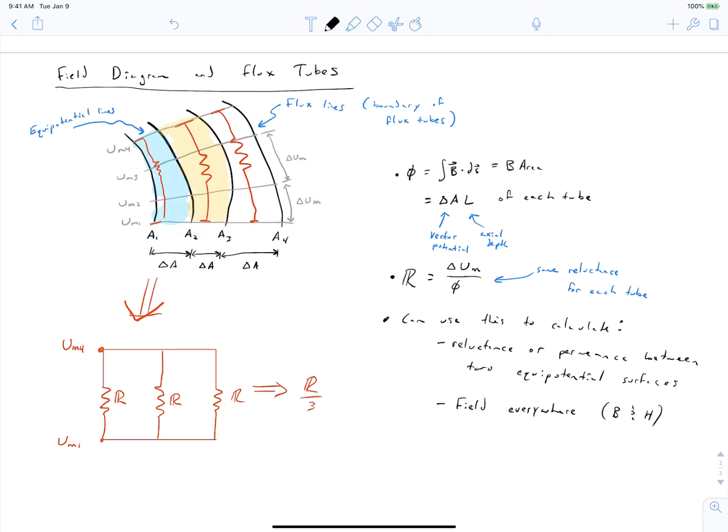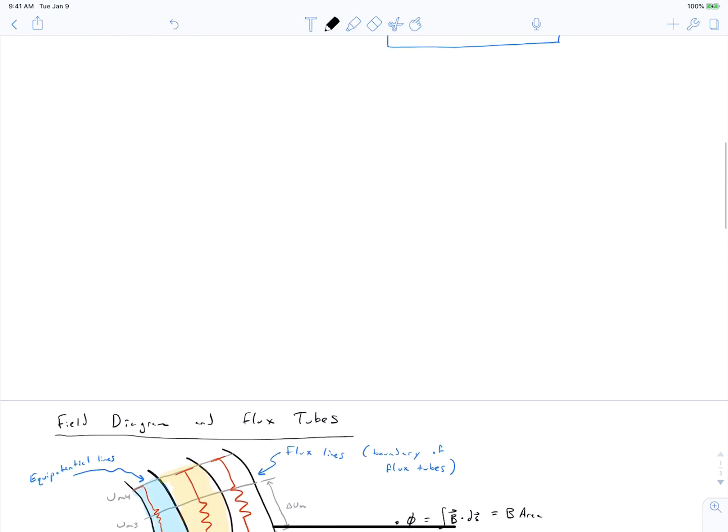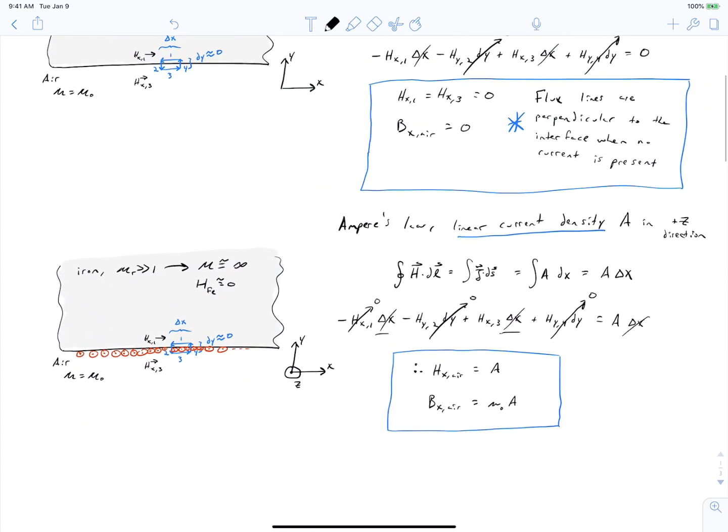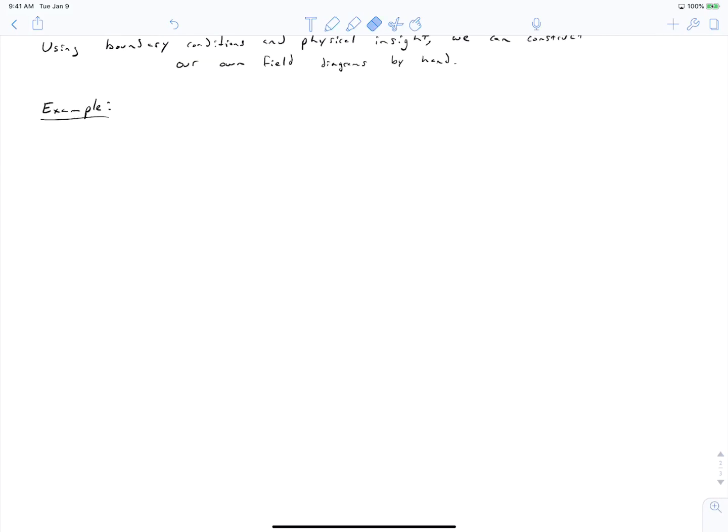However, next let's talk about creating our own field diagram from first principles. And so we're specifically going to employ the information that we developed above about magnetic field being either perpendicular or having a parallel component to an air and iron interface. And then we're also going to employ the boundary conditions that we previously talked about. So we're going to consider the following example from your textbook.